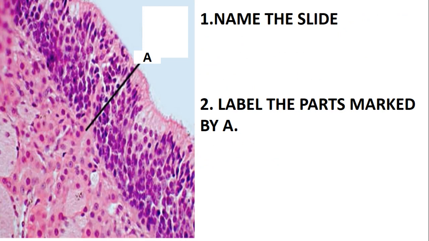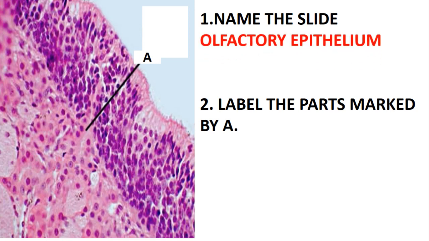Okay, we are still doing our part 10 of system histology, so please make sure that you watch part 1 to part 9. Name the slide. So this slide is showing the nasal region, specifically, we are interested in the olfactory epithelium. Label the part marked by A. So the part marked by A are the ducts of the Bowman's glands.